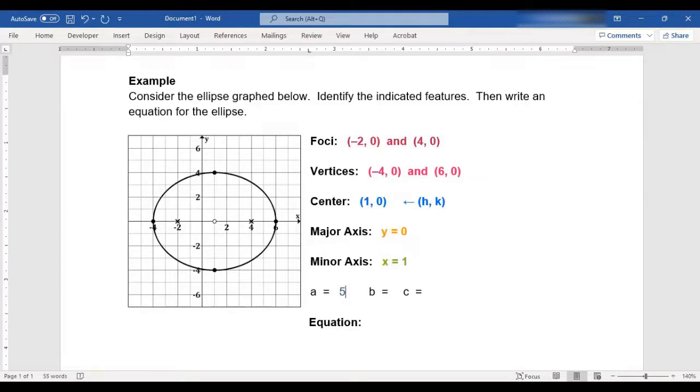Now, this is where the minor axis comes into play. B is going to be the distance from the center to the minor axis, helpful points, if you will. So I think that was 4, right? 1, 2, 3, 4. Yep. So B is 4.